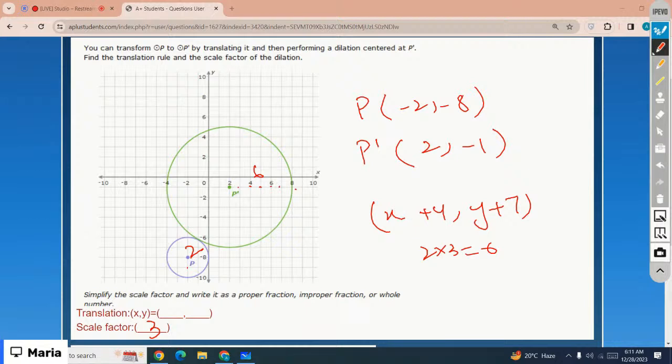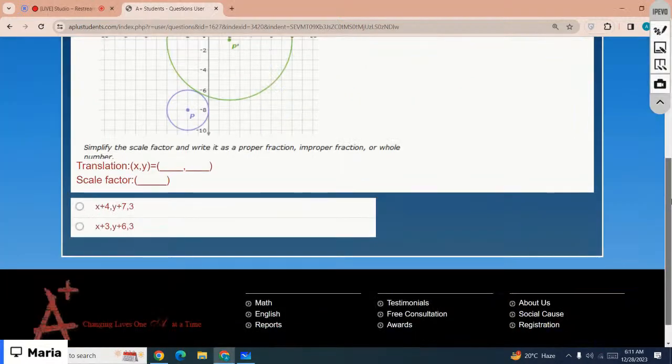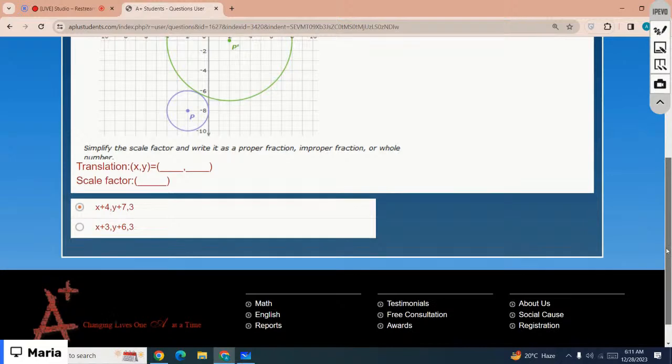So the translation is x plus 4, y plus 7 and the scale factor is 3, right? Option number 1 is the correct option. That is x plus 4, y plus 7 and 3. Got it?